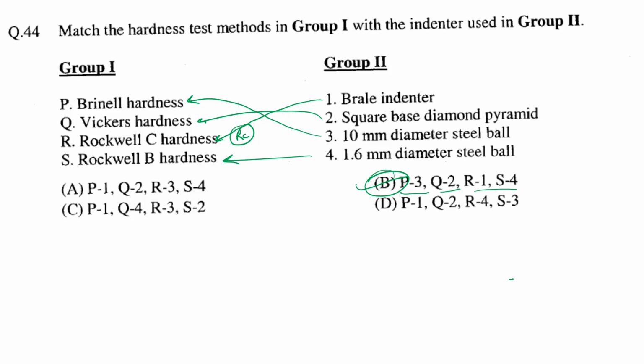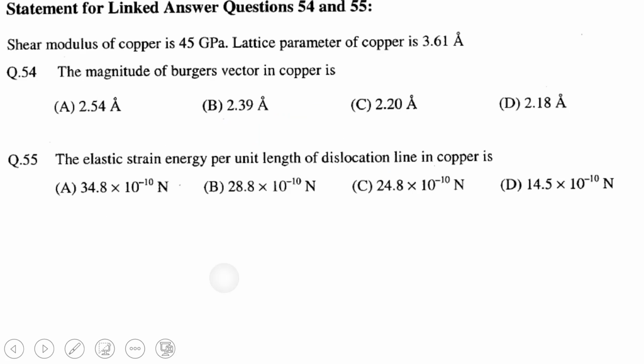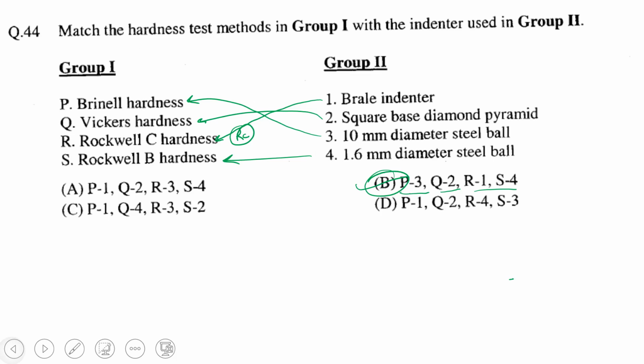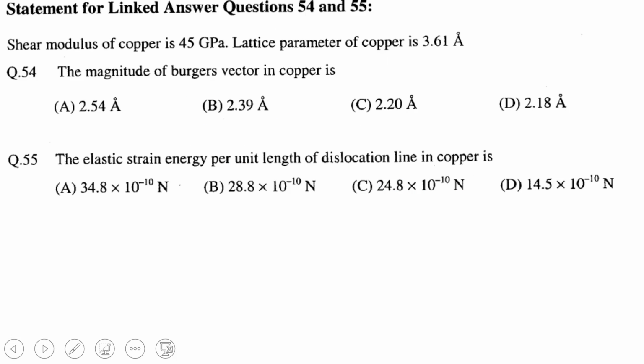Okay, let us proceed guys. This is a question where there is a single statement which is useful for both questions. The shear modulus of copper is 45 GPa. The lattice parameter of copper is 3.61 angstrom. The magnitude of the Burgers vector in copper is, okay, copper has FCC, right?